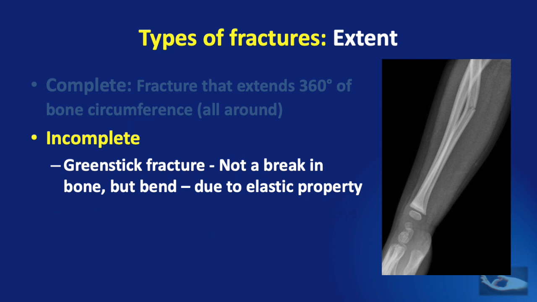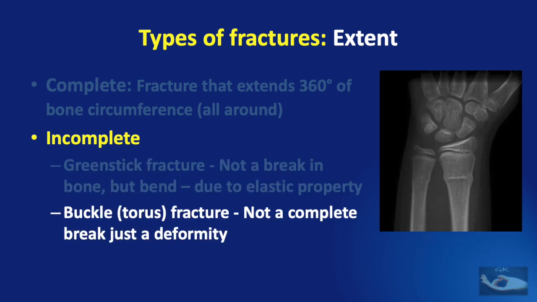In this example, you can see a greenstick fracture of the ulna, or a buckle or a torus fracture, which is not a complete break in either cortex, but it is only a deformity, something like a fresh twig that is bent and put back into its position, as in this example of a buckle fracture of both the radius and the ulna.